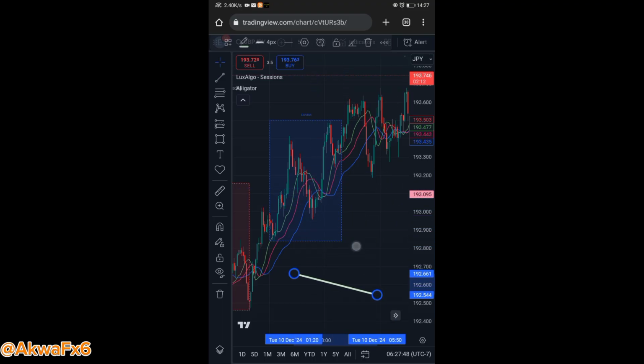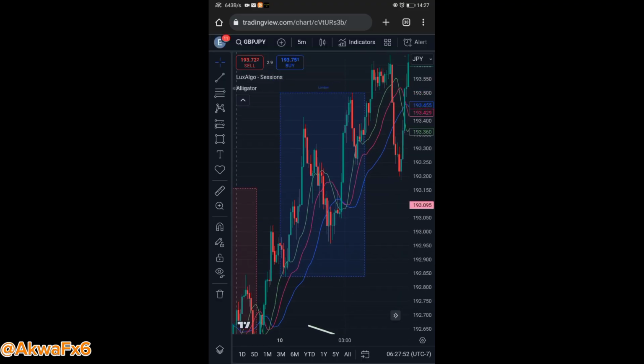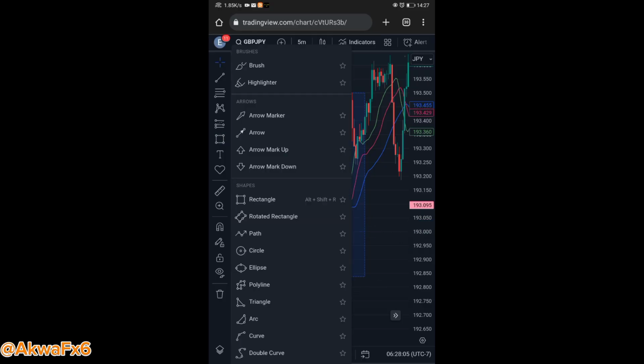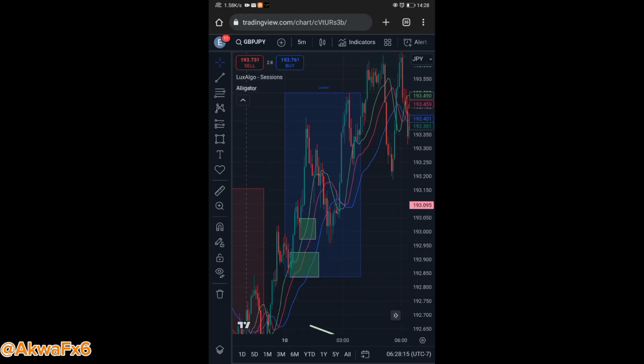So right now on your 5 minutes, you can see that inside this box you have two zones. Like we said, you are looking for a buy because the bullish time frame is telling you to buy. So you have a zone right here on your 5 minutes, and you have another zone right here. These two zones are what you are going to be working on. Any of these zones must go.